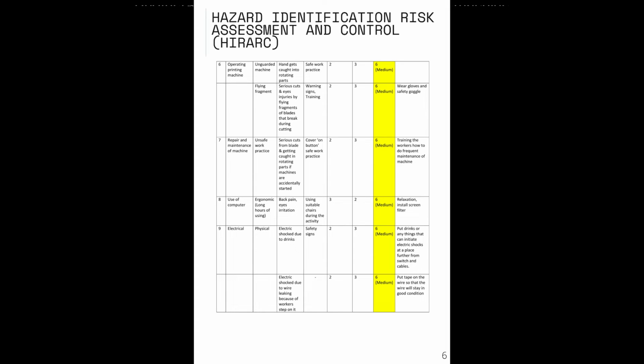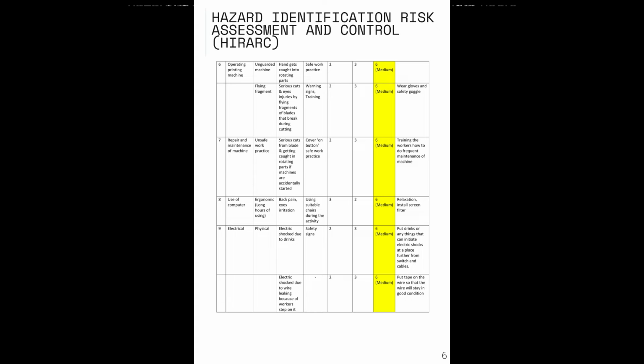Another activity is the repair and maintenance of machines, where the hazard is unsafe work practice, which can cause serious cuts from blades and getting caught in rotating parts if machines are accidentally started. For the existing risk control, it should cover safe work practice. The risk has been concluded as 6, which is medium. And for the risk control, workers must be given proper training on how to do frequent maintenance of the machine.